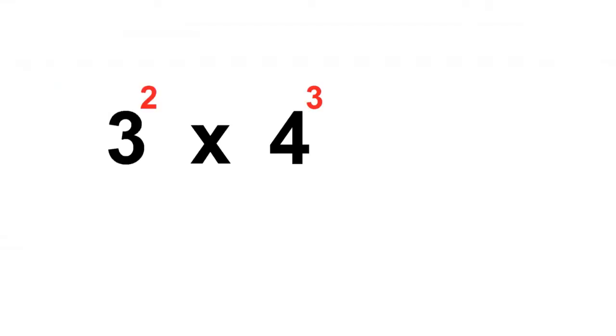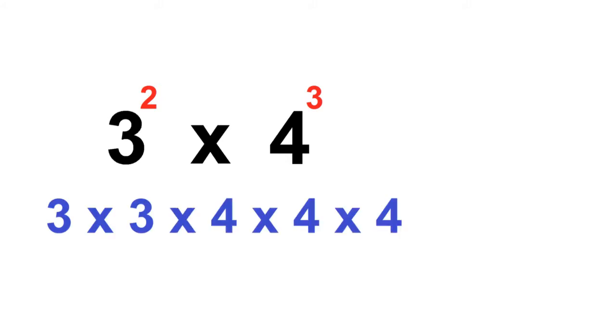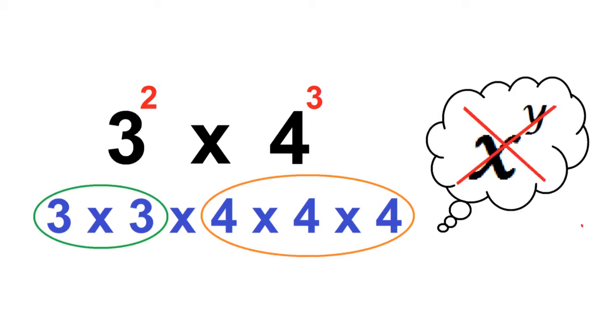If it's not the same base though, this doesn't work. If we had 3 squared times 4 cubed, we can expand this to show 3 times 3 times 4 times 4 times 4, but you can't combine this into one index number. There are 2 different bases here. You can't get one index number of base and exponent when there's 2 different bases.